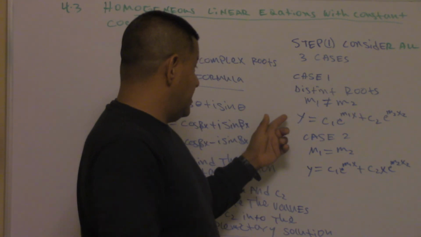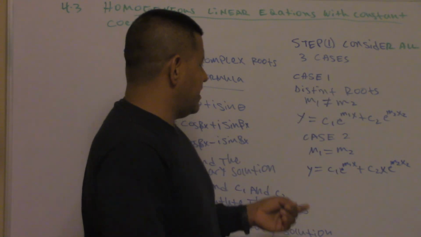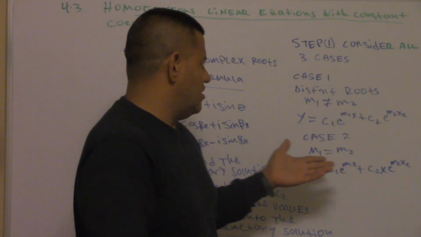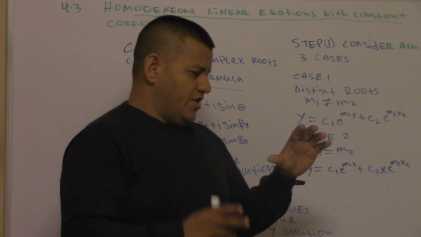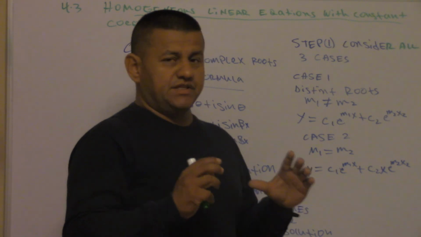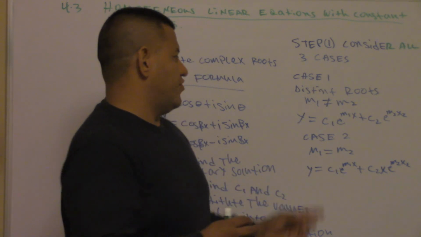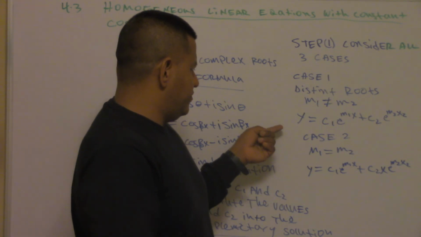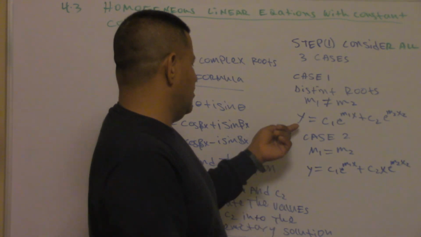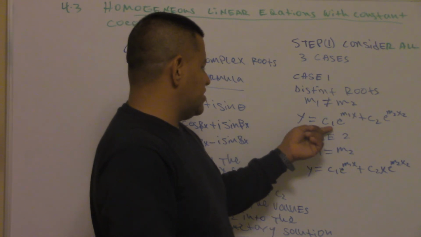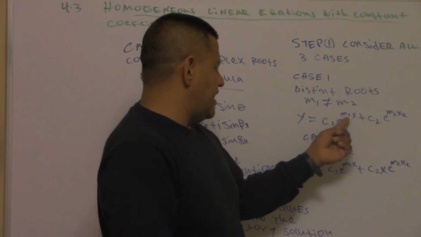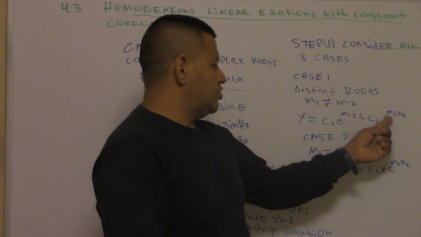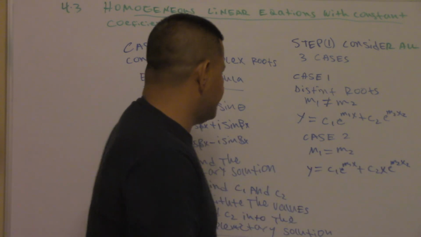Case 1 is a distinct root. Distinct roots means that m1 cannot equal m2. In other words, the roots have to be different for case 1. In case 1, the complementary solution is going to look like this: y equals C1 e to the m1x plus C2 e to the m2x.